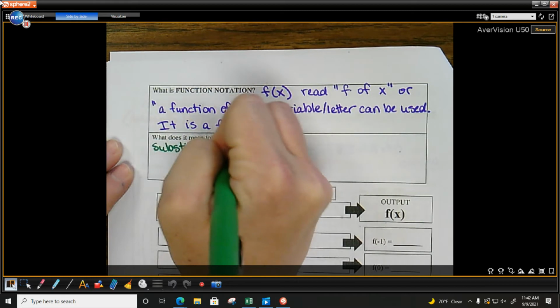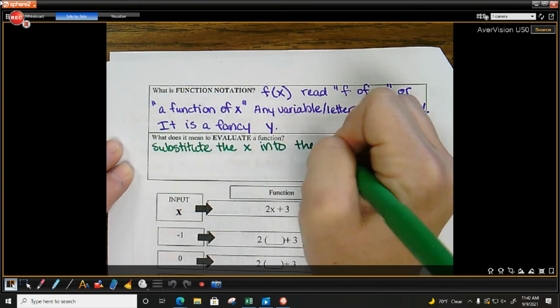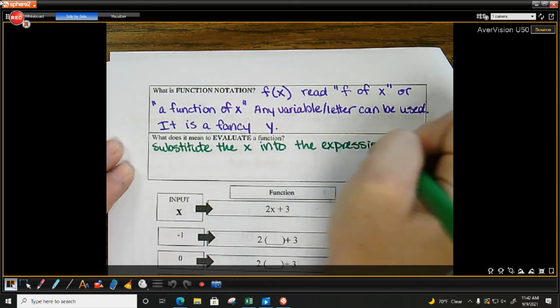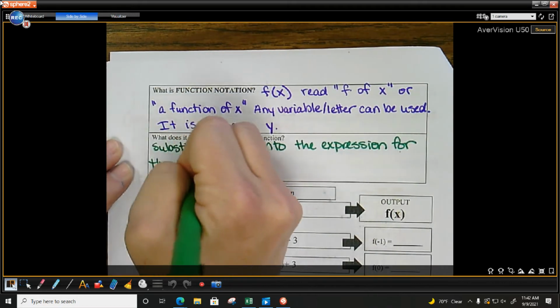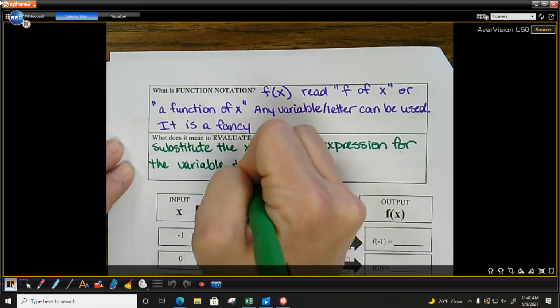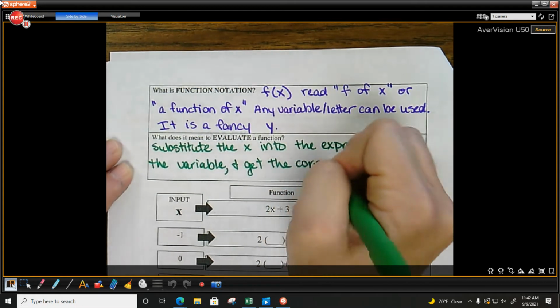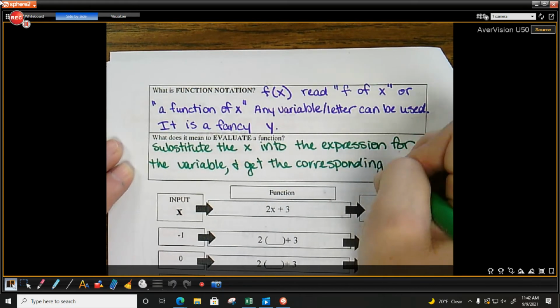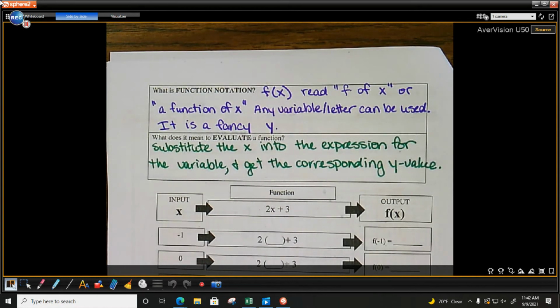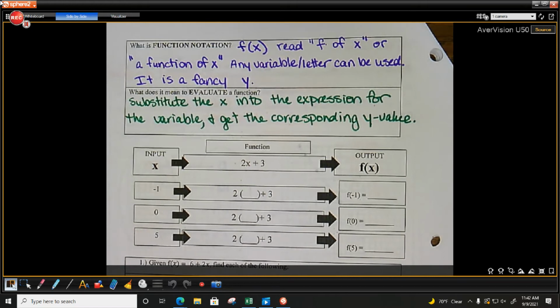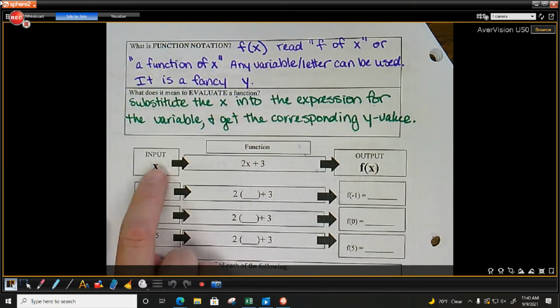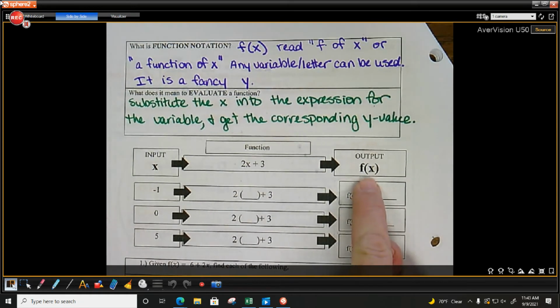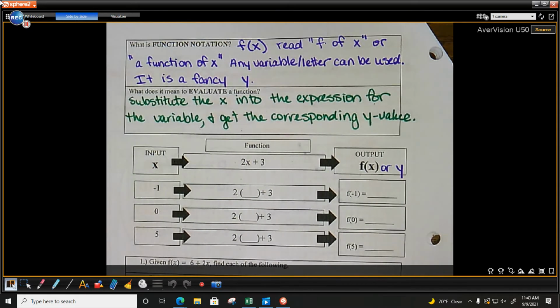And then the way we evaluate our functions is you just substitute the x into the expression for the variable, and get the corresponding y value. So you put your x into the function, you get out the y value. Now notice, above the x, it says what? Input, because you put the x in and then you get the output, which is f of x or y. Because remember, f of x and y are synonyms, they're interchangeable. They mean the same exact thing. F of x is just when we're wanting to be fancy.